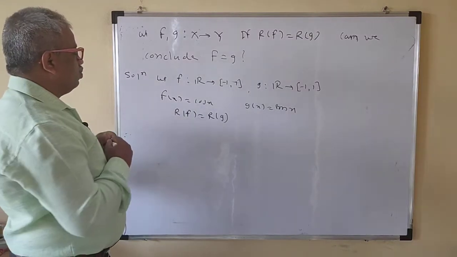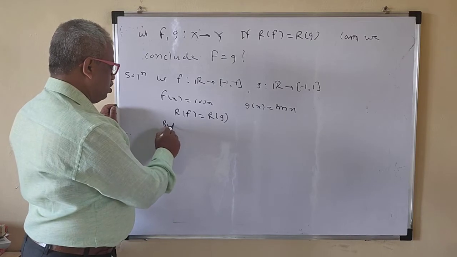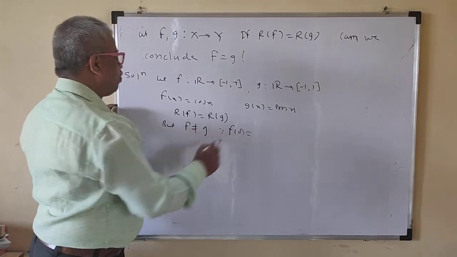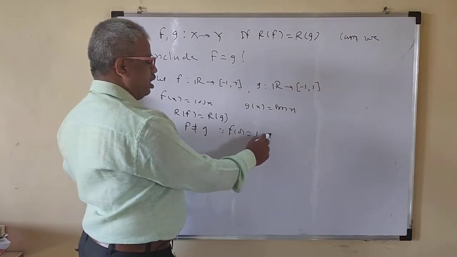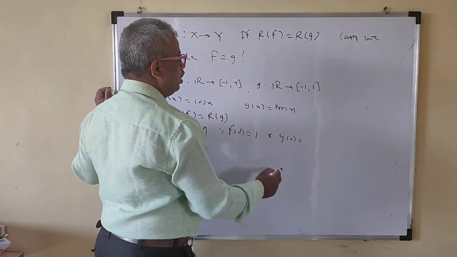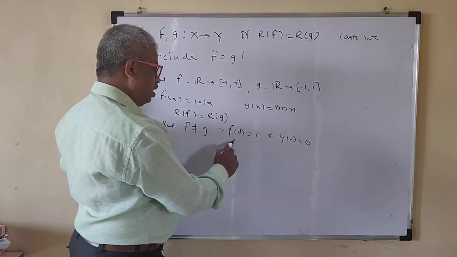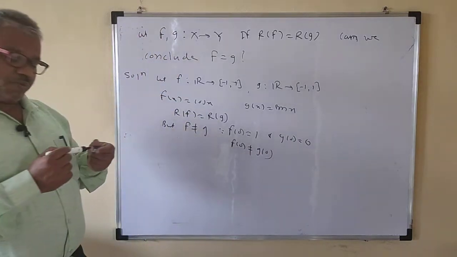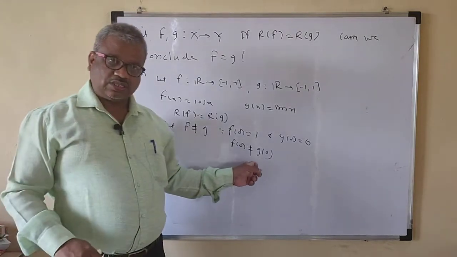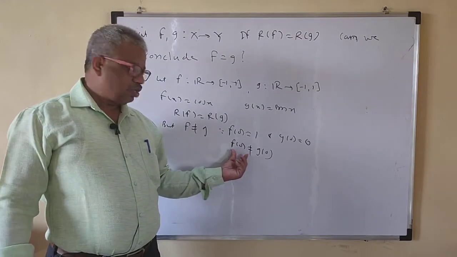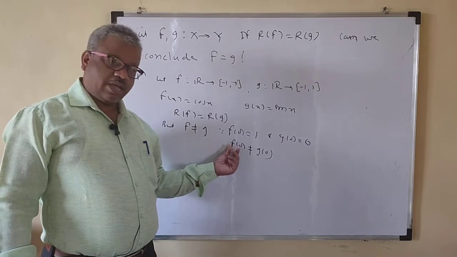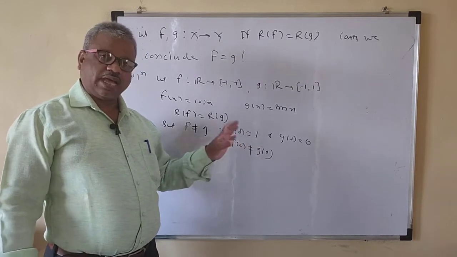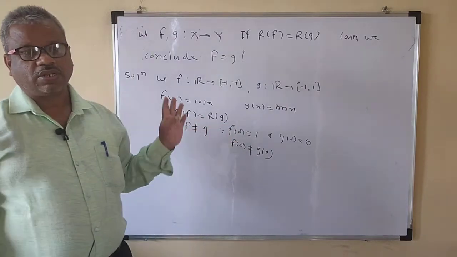So here f is not equal to g, since f of 0 is cos 0, which is 1, and g of 0 is 0. That means f of 0 is not equal to g of 0. When the functions are equal, if you apply them on the same element, they should be equal. So f applied on 0 and g applied on 0 must be equal, but here they are not equal. That means your functions are not the same.